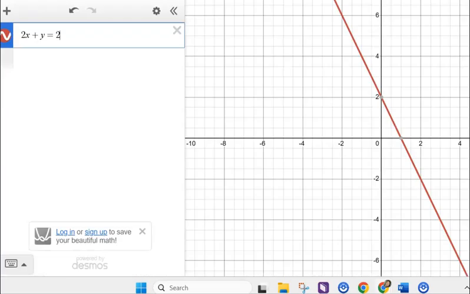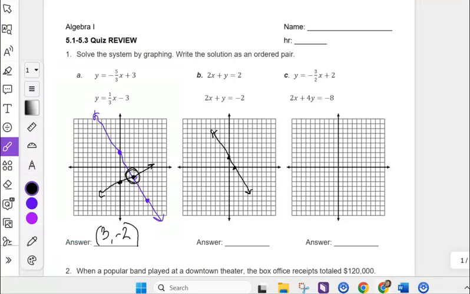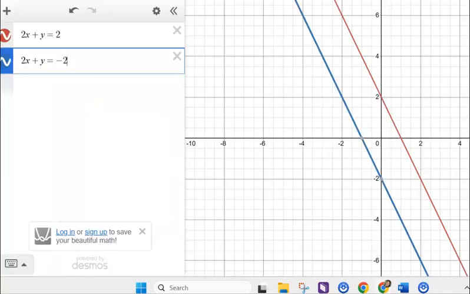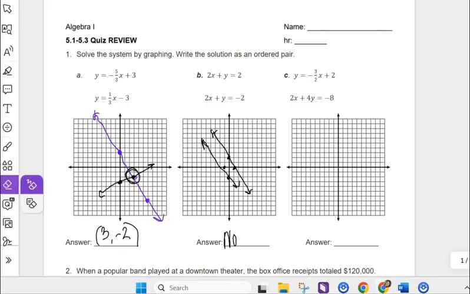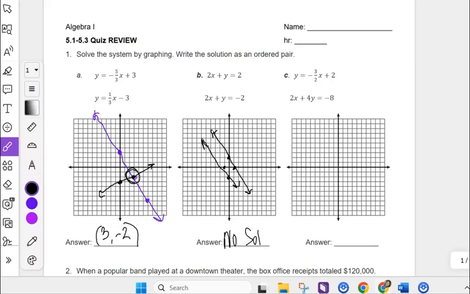Then it's 2x plus y equals negative 2. And then that looks like it's at negative 2 and negative 1. So negative 2 and negative 1. And then as you can see, these are parallel lines, so they're never going to intersect. So it's no solution.